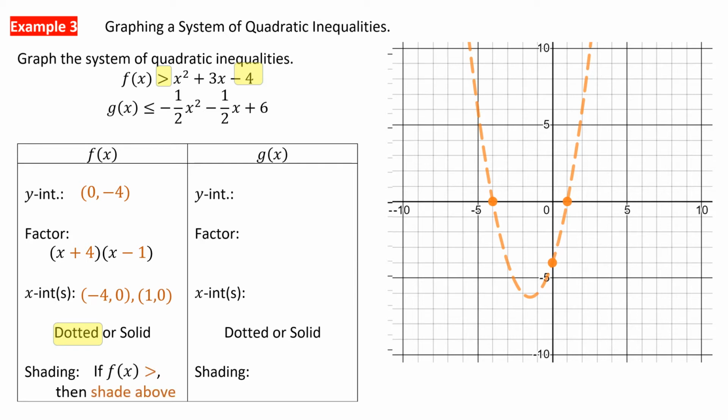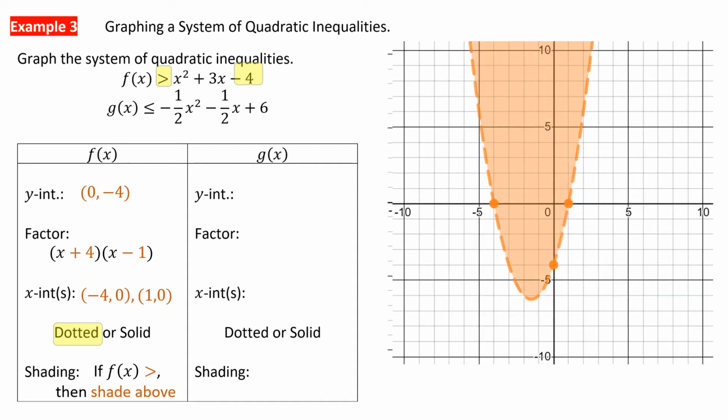And so we would want to shade on the inside, but here's just a quick little hint. If we set up our function so that f of x is either greater than or less than whatever the inequality happens to be, and then everything else is over on the right, if it's a greater than symbol, we should shade above. If it's less than, we should shade below. So there's a picture of our inequality for f of x.